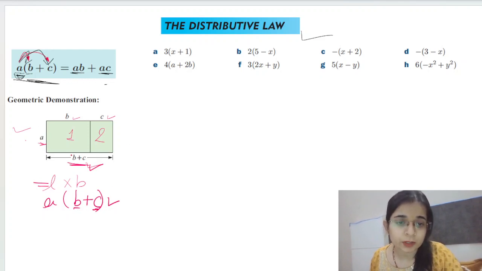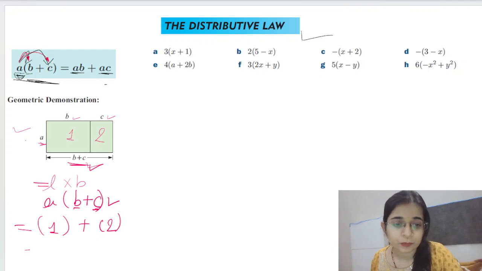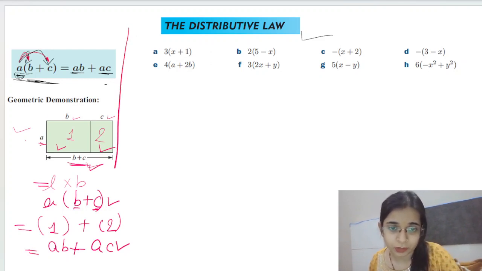Now the area of this bigger rectangle is the same as the area of rectangle 1 plus the area of rectangle 2, right? So what is the area of the first rectangle? A is the breadth, B is the length, so A into B, length into breadth, plus the area of the second rectangle, where the breadth is again the same and the length is C here. So this is A multiply C. So from this interpretation, you can directly recall this formula of the distributive law, right? Now similarly we are going to attempt some questions based on this.